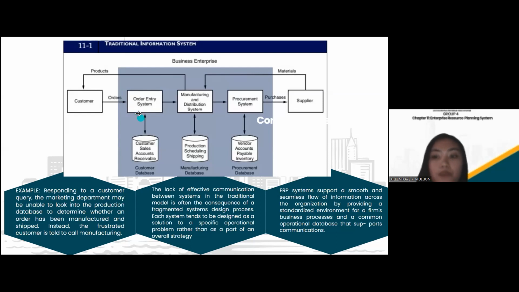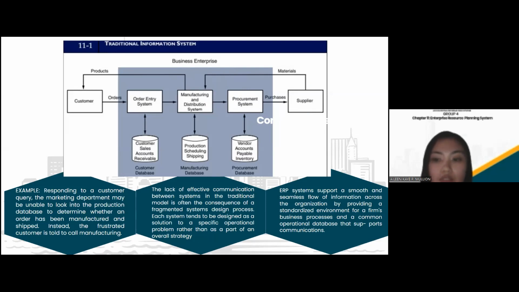For example, in responding to a customer query, the marketing department may be unable to look into the production database to determine whether an order has been manufactured. Instead, the frustrated customer is told to call the manufacturing. Similarly, the procurement of raw materials from suppliers is not linked to customer orders until they reach the manufacturing stage. So this results in delays because manufacturing awaits the arrival of needed materials or in excessive investments in inventories to avoid stockouts.